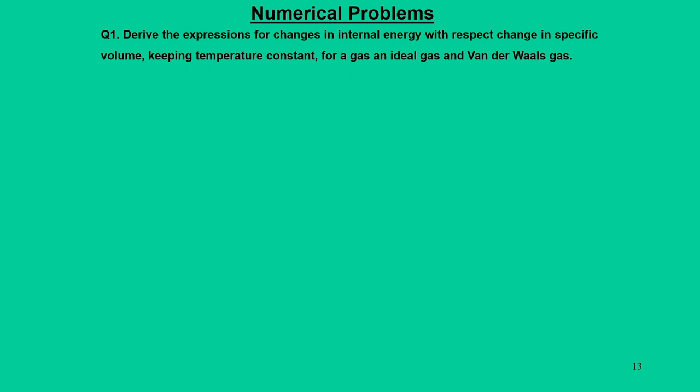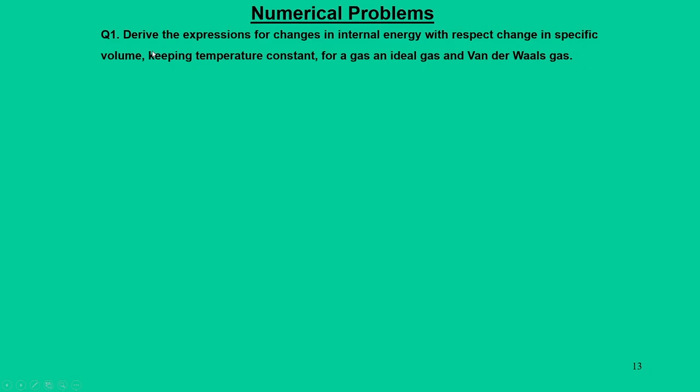Now, let us see how we are going to apply whatever we have discussed so far. So, we will study some simple numerical problems, which mainly deal with single phase situations. The first problem is about deriving expressions for changes in the internal energy with respect to specific volume at constant temperature. There are two cases, one is for an ideal gas, the other is for a van der Waals gas.